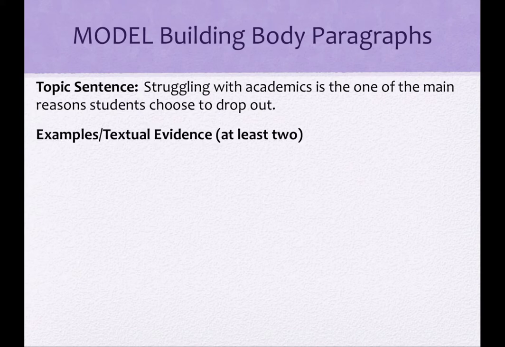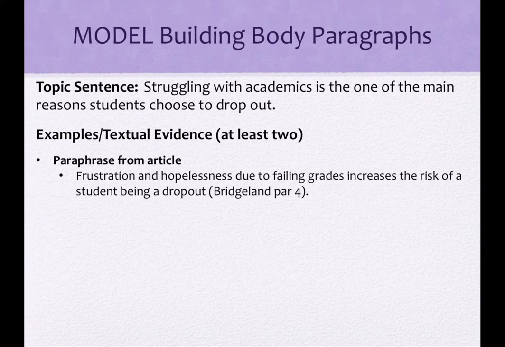For that paragraph, you will need to provide at least 2 examples from the literature that you have read, the articles you have read. You need 2 examples. They're called textual evidence. One example might look something like this. This is a paraphrase from an article. Frustration and hopelessness due to failing grades increases the risk of a student being a dropout. And there's the in-text citation for where the writer found that information.